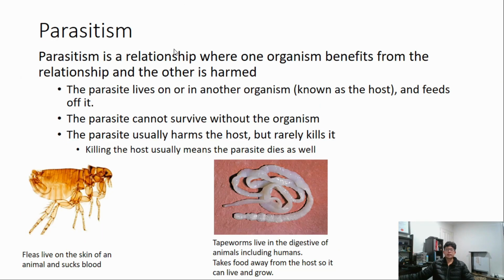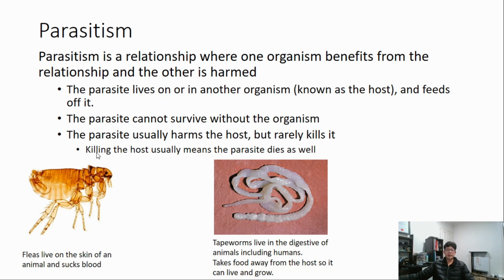Right, now, next type of symbiosis is known as parasitism, and it is a relationship where one organism benefits from the relationship but the other is harmed. The parasite lives on or inside the organism, which is known as the host, and feeds off it. The parasite cannot survive without the organism or the host, and the parasite usually harms the host but rarely kills it, because killing the host usually means the parasite will die as well.